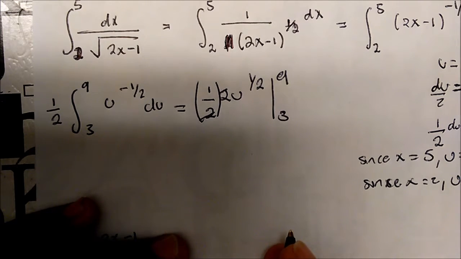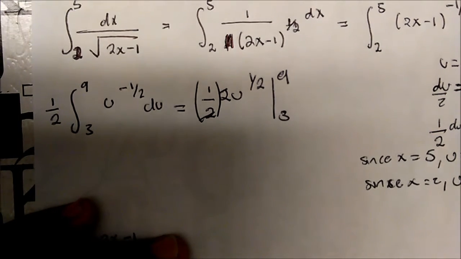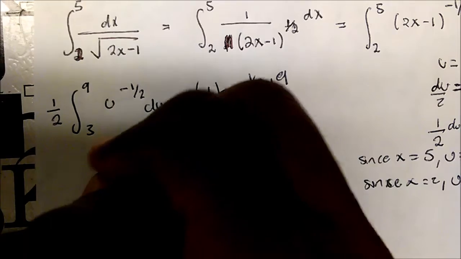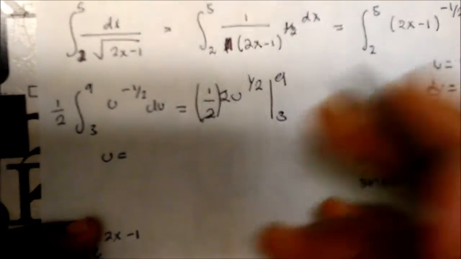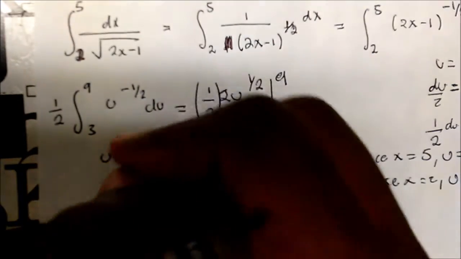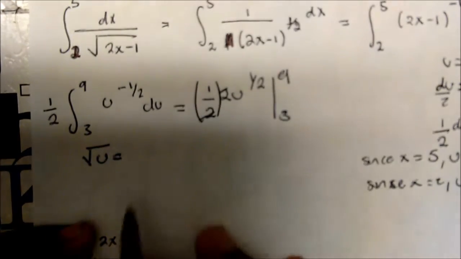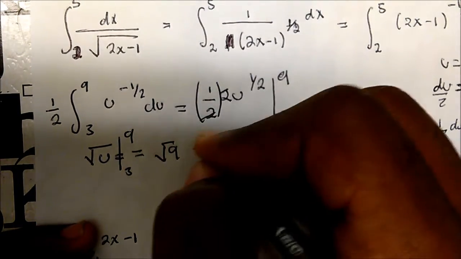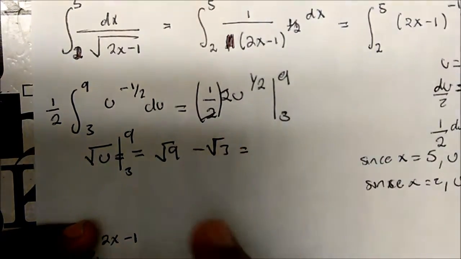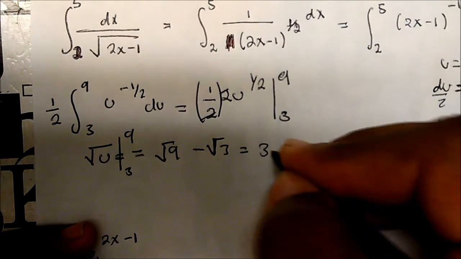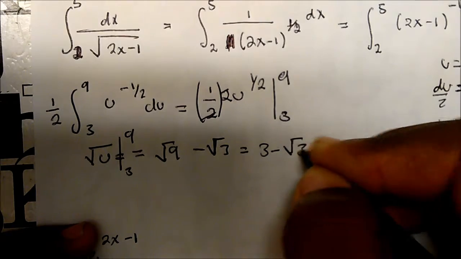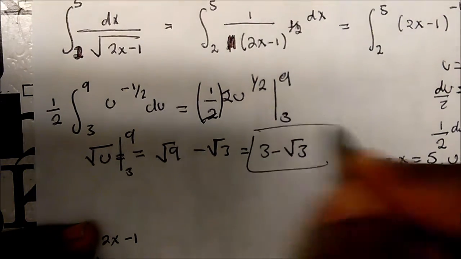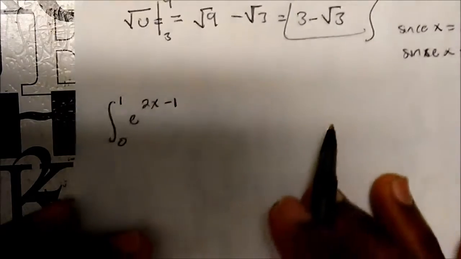So now I have something that looks like this. My integral now will be the square root of u, u to the 1/2, evaluated from 3 to 9. Now I could just plug in my values. So this should now be the square root of 9 minus the square root of 3. The square root of 9 is 3, minus the square root of 3, and this will be my final answer. Let's do some more practice.